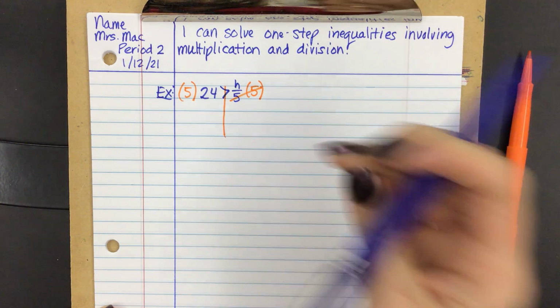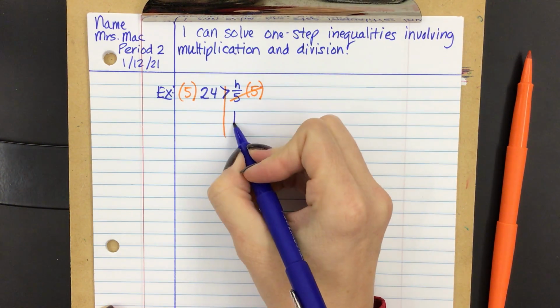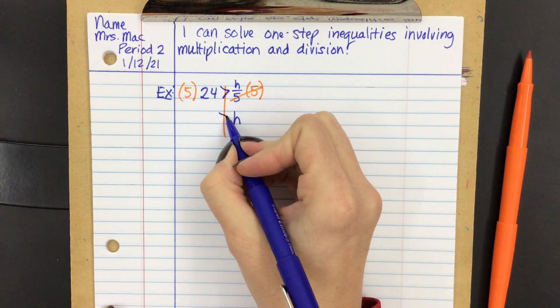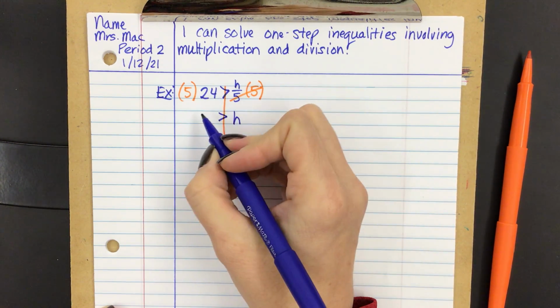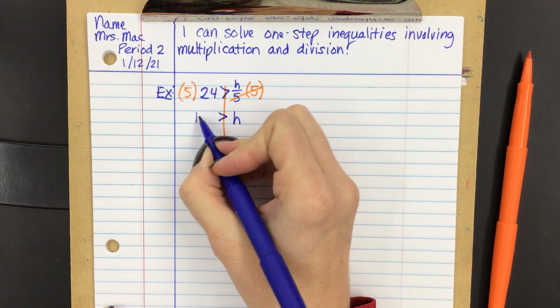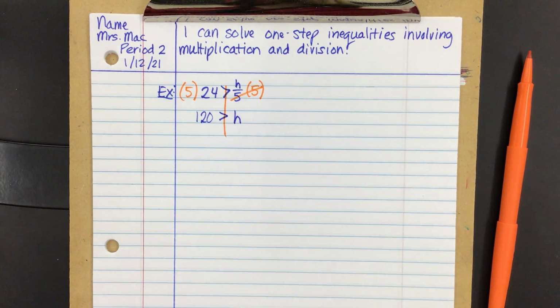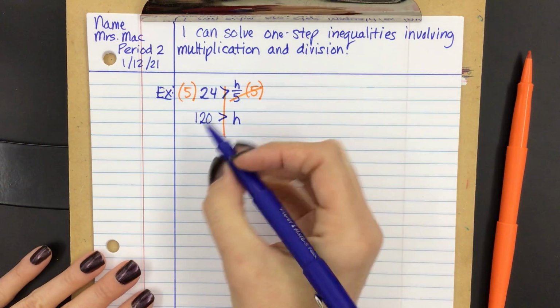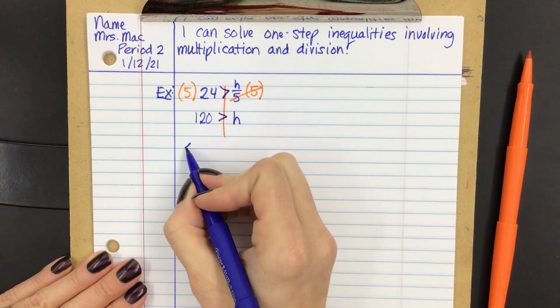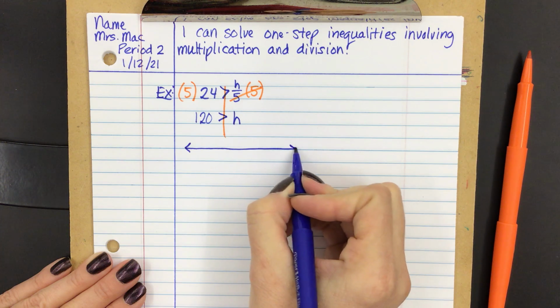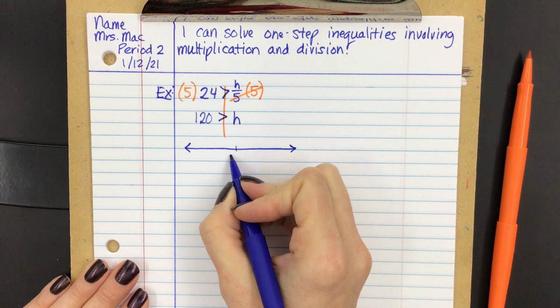On this side over here, you're left with h. I'm going to bring my symbol down, and then I'm going to multiply over here, and I'm going to get 120. Like I said, super straightforward. We're going to go ahead and graph this, and then we'll just check our answer to make sure we're good.